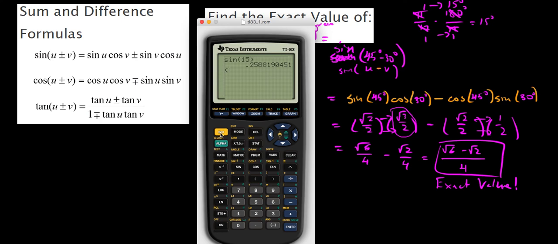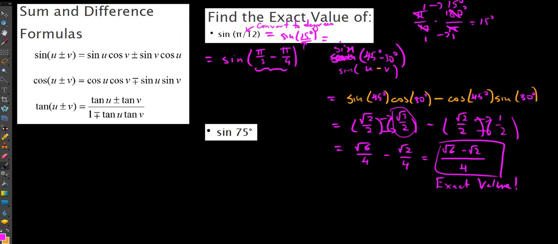So I'll put this in as open parenthesis root 6 close parenthesis minus open parenthesis root 2 close parenthesis, all divided by 4. What I want you to see is this is an effective way to get exact values for trig ratios that occur at angles that are not common on your unit circle.